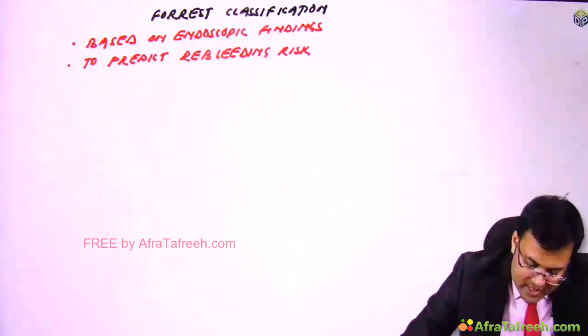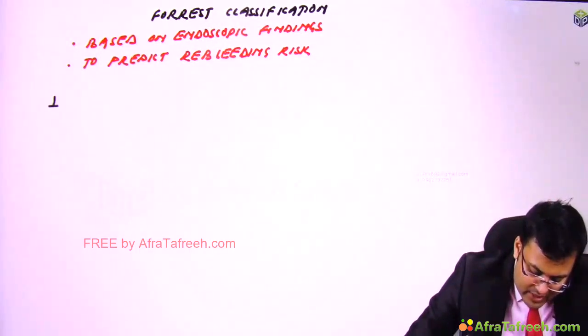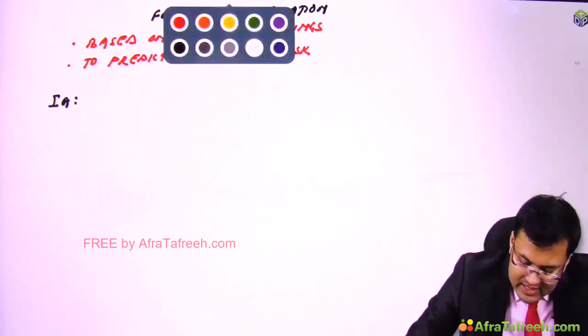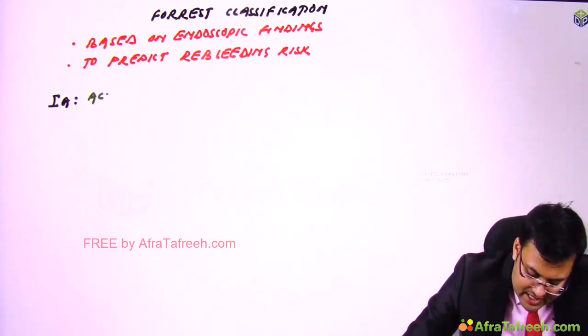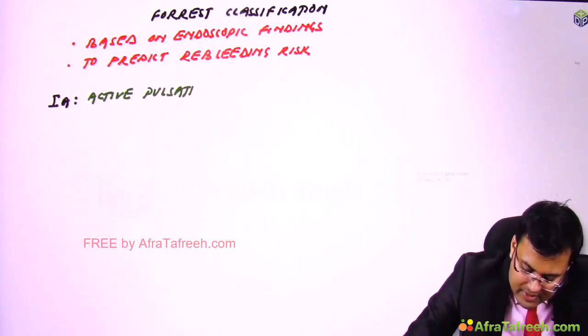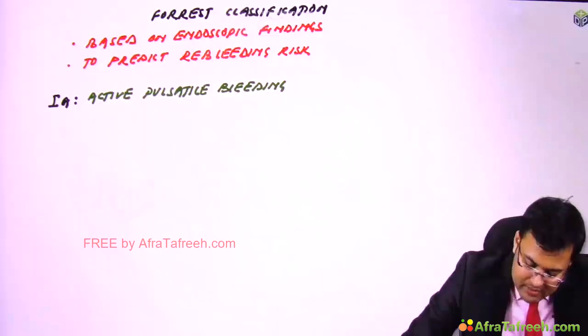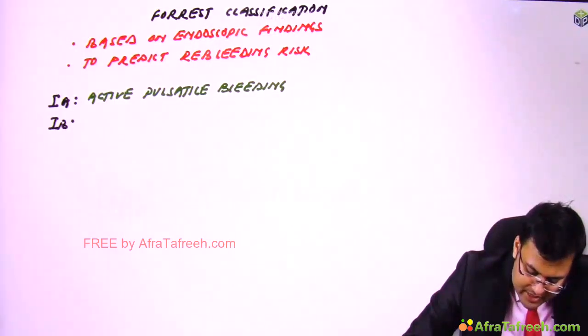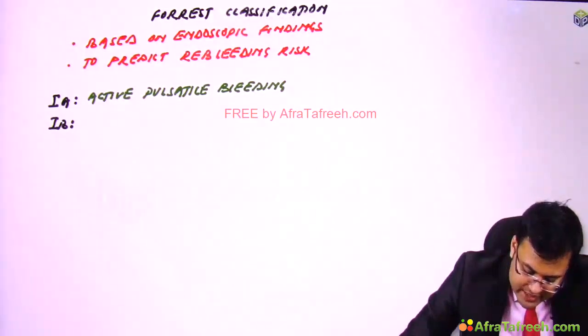First, 1A, the category 1A. In this, there is active pulsatile bleeding. After that, there is 1B. In 1B, there is only oozing.